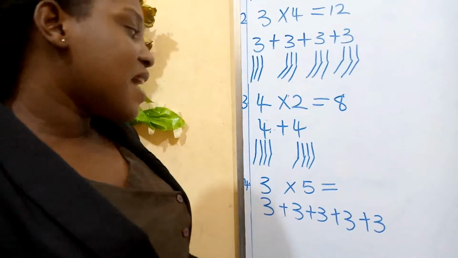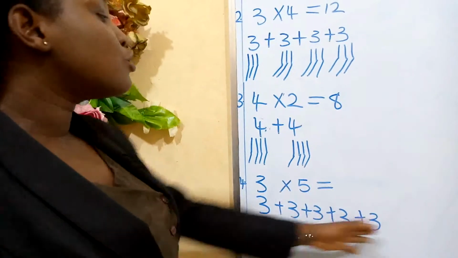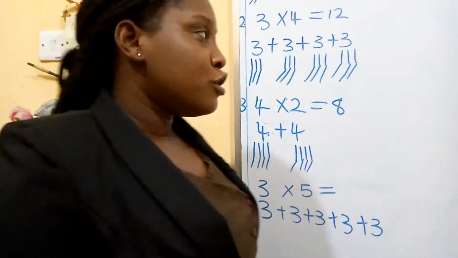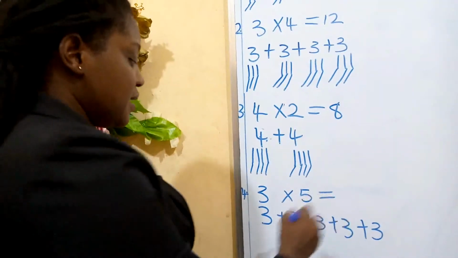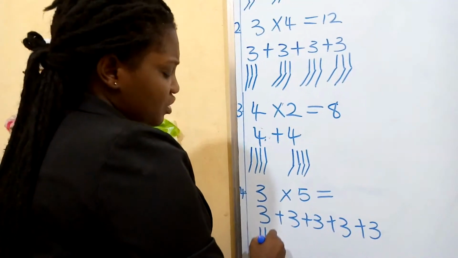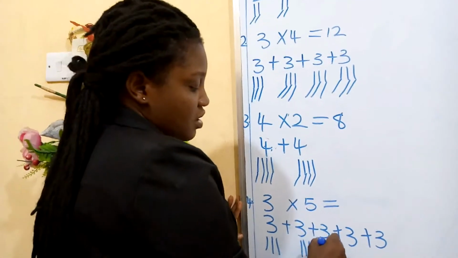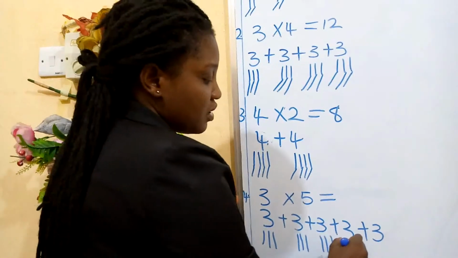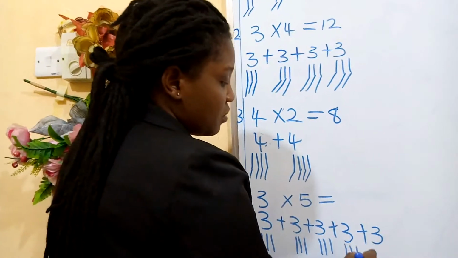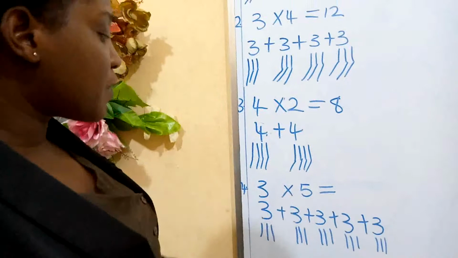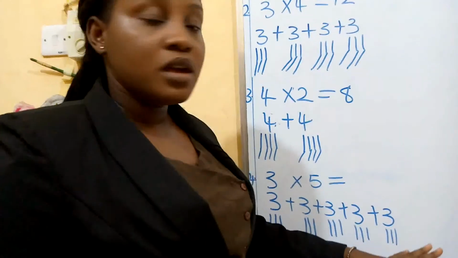So now, after that, what will we do? We count all the 3s. We count all the 3s on the board. Let's do that. 1, 2, 3. 1, 2, 3. 1, 2, 3. 1, 2, 3. 1, 2, 3. Lovely. So we've counted all the 3s on the board.